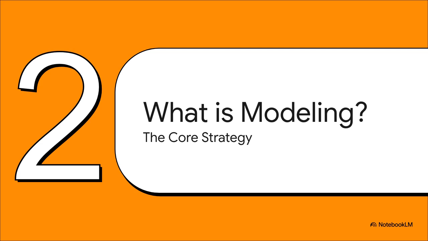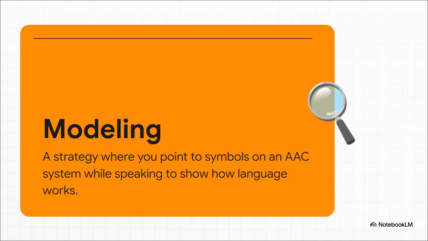Okay, so the big question is, how do we help someone see their language? Well, we do it with a strategy called modeling. Let's unpack what that really means. So modeling, you might also hear it called aided language input, is just this. You point to the symbols on the AAC system at the same time you're speaking. And here's the most important part, so listen close. You're not asking them to do a thing. You're not quizzing them. You are simply showing them how their language works, right as it happens.